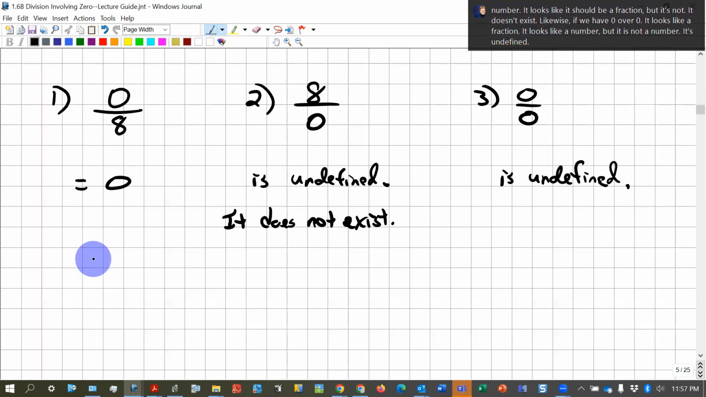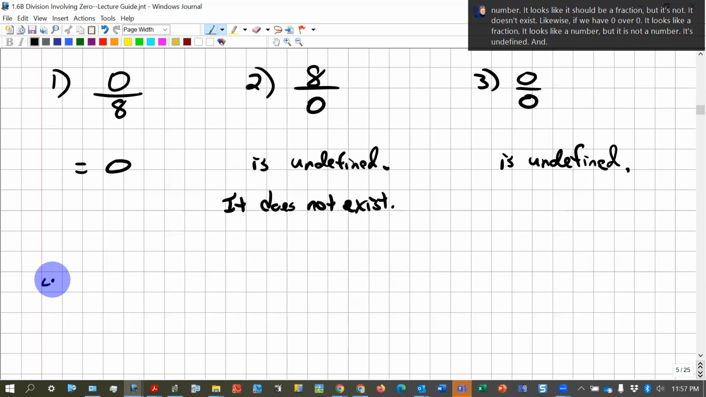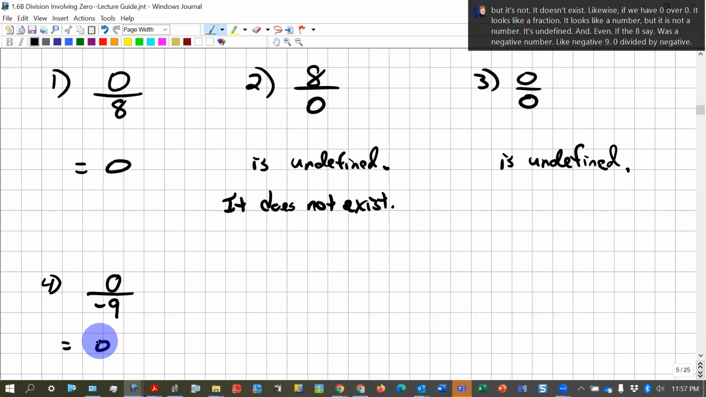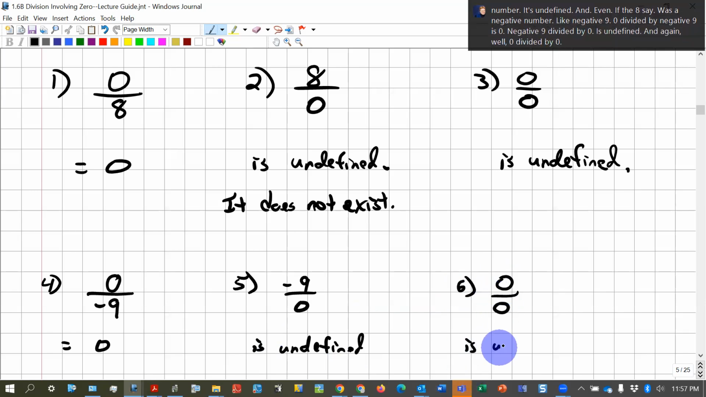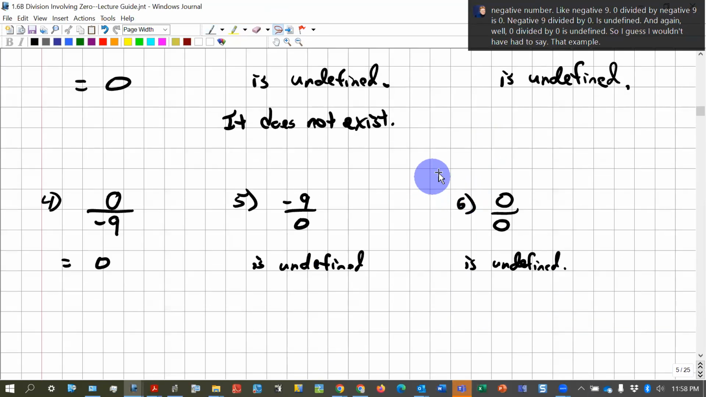And even if the 8, say, was a negative number, like -9, 0 divided by -9 is 0. -9 divided by 0 is undefined. And again, well, 0 divided by 0 is undefined. So I guess I wouldn't have had to say that example. It's the same as example 3.